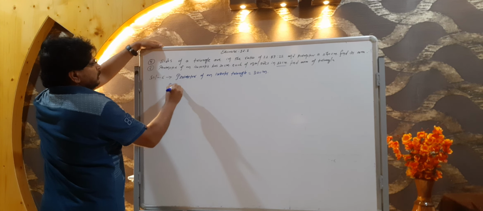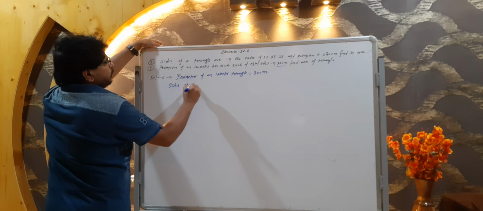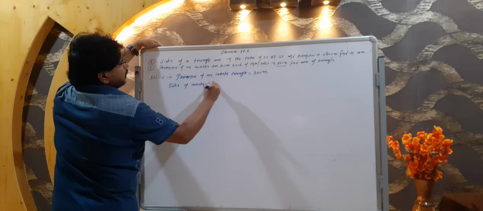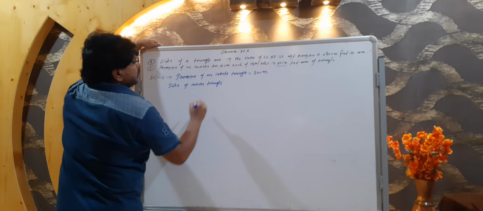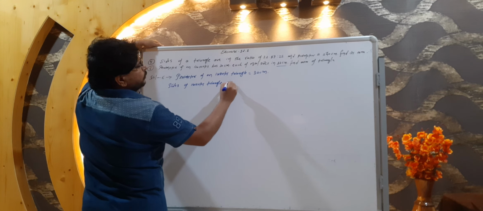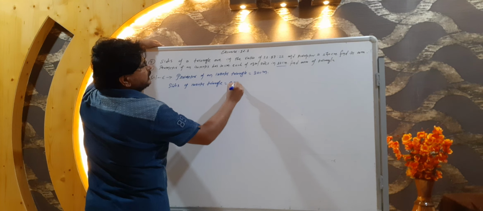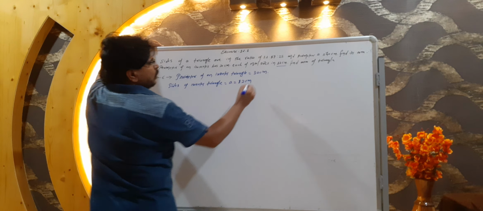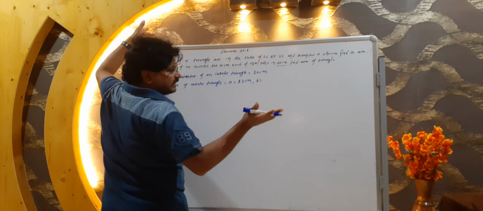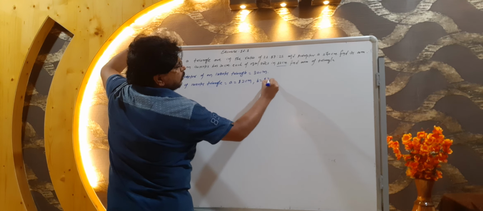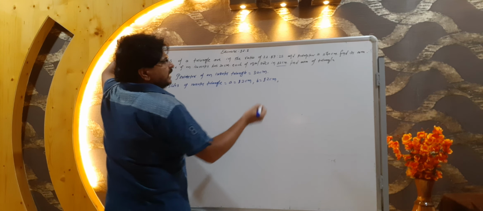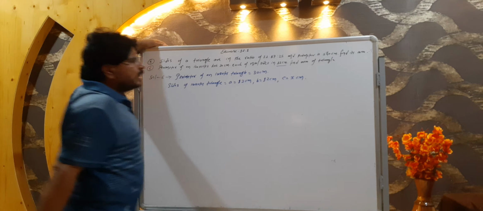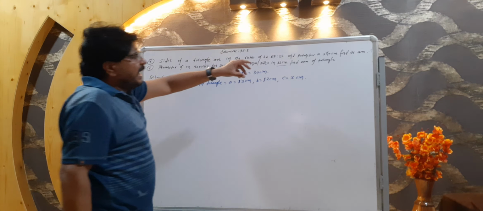So we can say that the sides of the isosceles triangle: A is equal to 12 centimeter. Okay, in the same manner, isosceles means two sides are equal, so B is also 12 centimeter and C is suppose x centimeter. C we have to find. So suppose C is x centimeter.